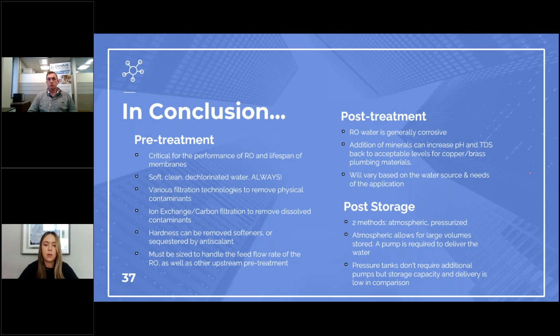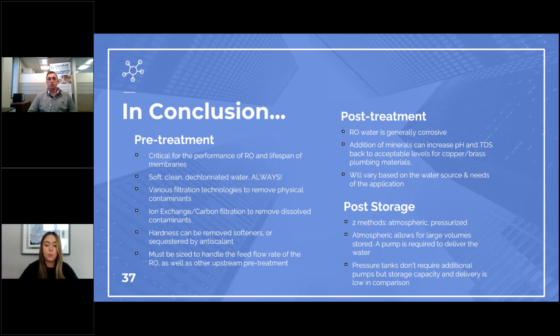Post-treatment conclusions: RO water is generally corrosive. You can add minerals back into the water with a calcite filter or chemical injection, or you can blend your water with raw TDS water so that you can get it back to acceptable levels. It's less corrosive on your copper and brass plumbing materials. Your post-treatment is going to vary as well depending on your water source and the needs of the application.